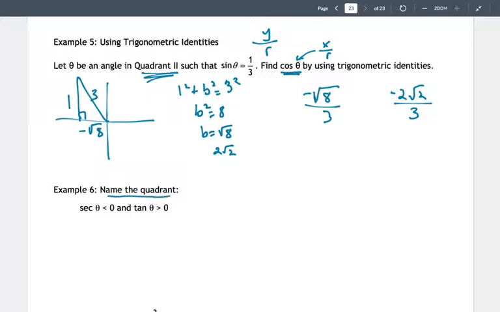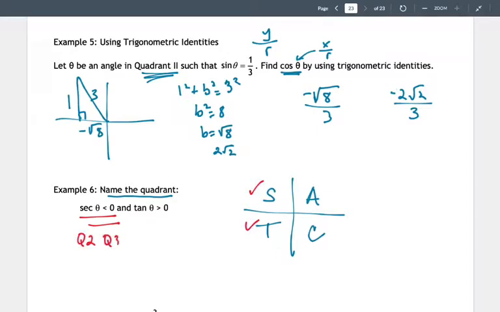All right, on this one, they want you to name what quadrant you would end up in. So I'm going to remind you that all of them are positive here. Sine and cosecant are positive here. Tangent and cotangent are positive here. And cosine and secant are positive here. So I know that secant is negative wherever cosine is negative, so that'll be here and here, which is quadrant 2 and quadrant 3. Tangent, on the other hand, is positive in the first quadrant and the third quadrant, so quadrant 1 and quadrant 3. The quadrant that meets both criteria would be quadrant 3. So we would say the answer here is quadrant 3.